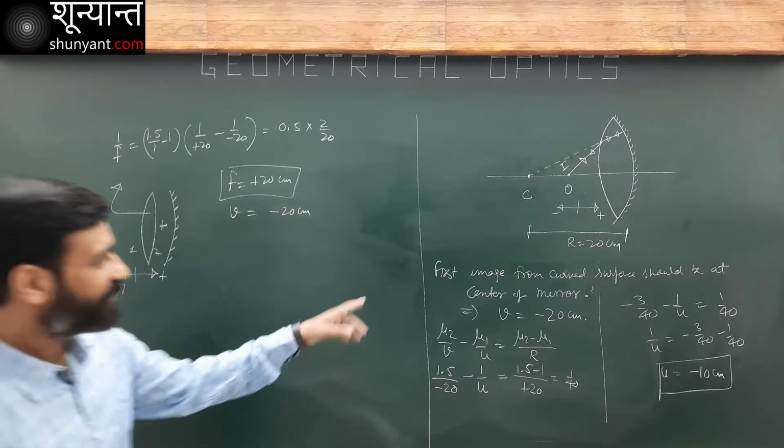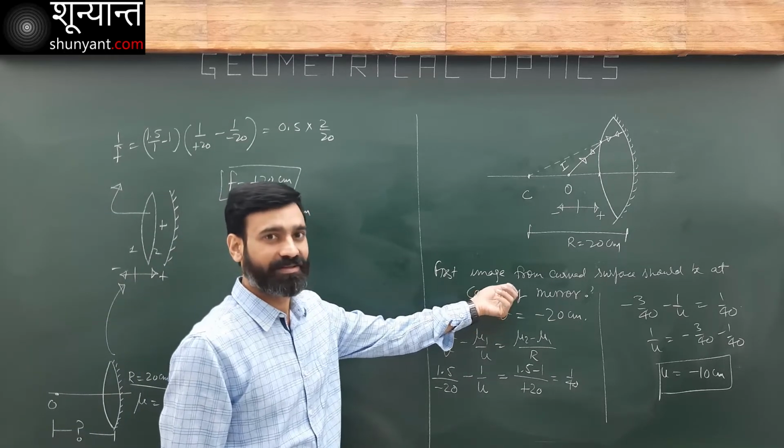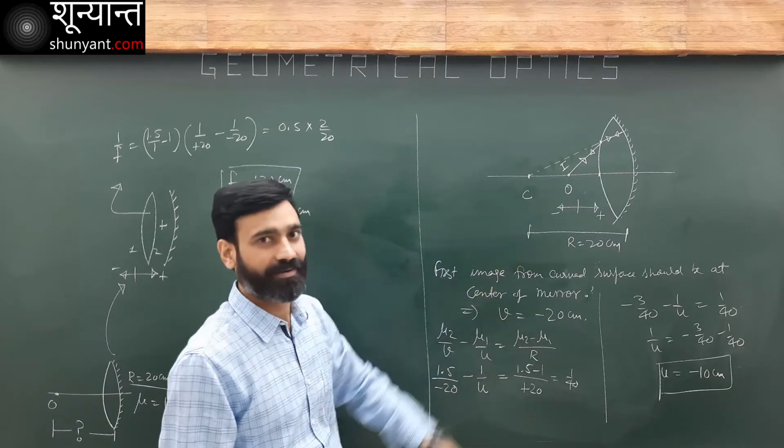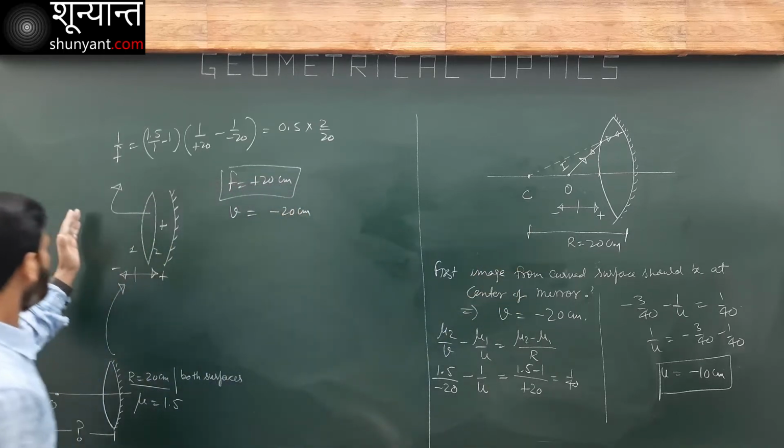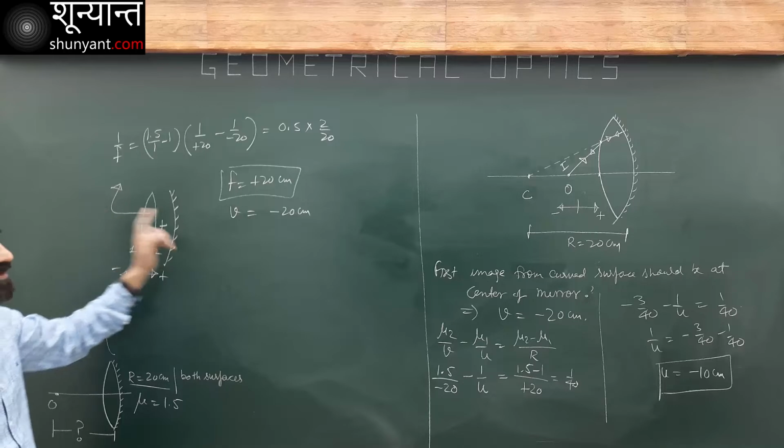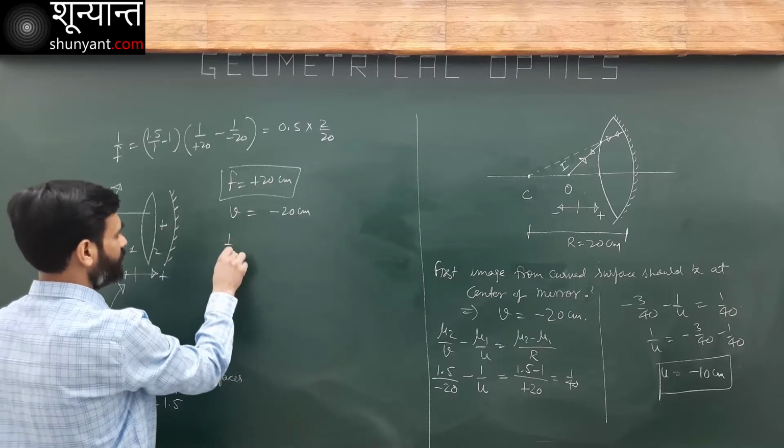Okay, I want my image here. I want my image at the center of the mirror. So I want my image here on this side. V is minus 20. What is U?